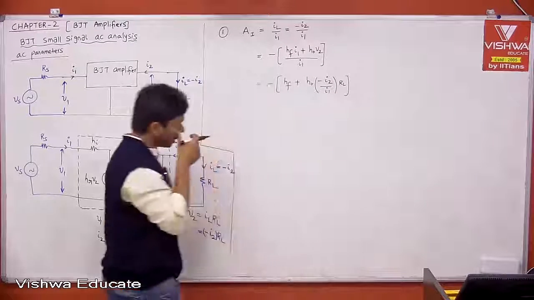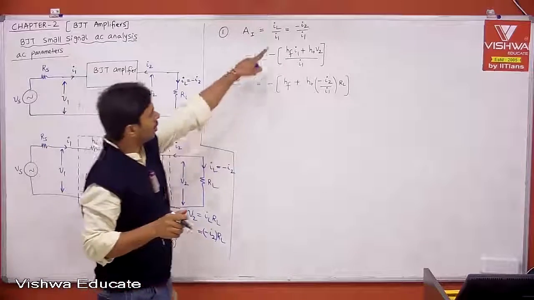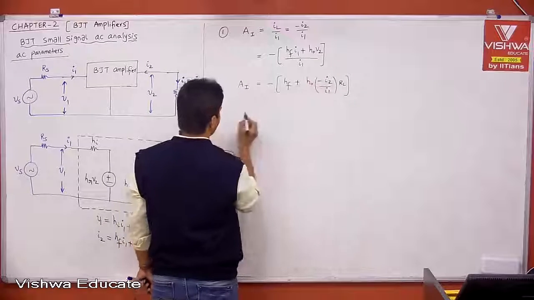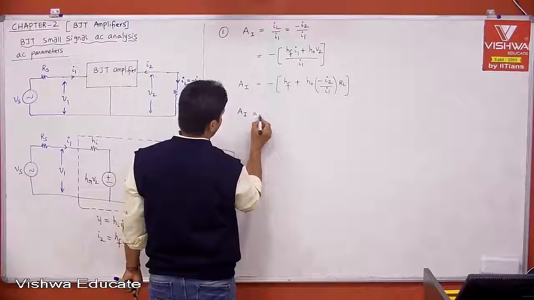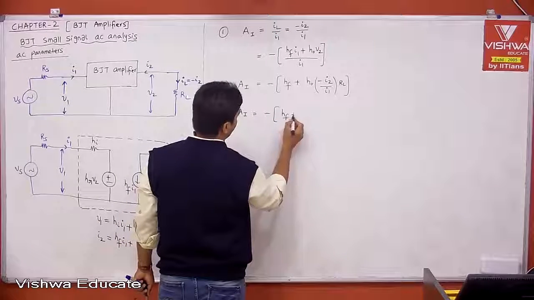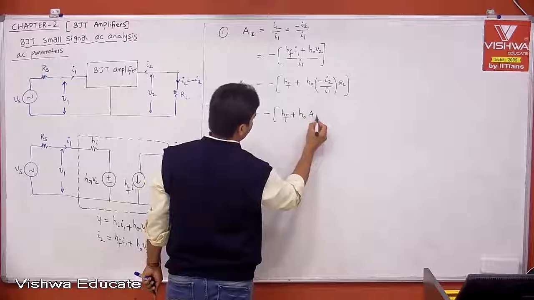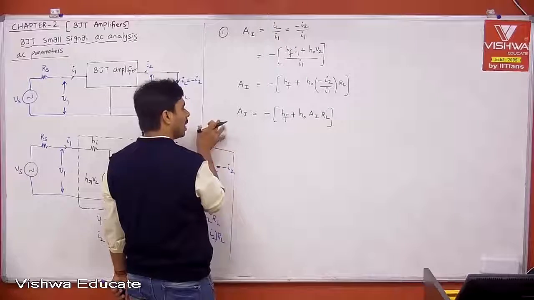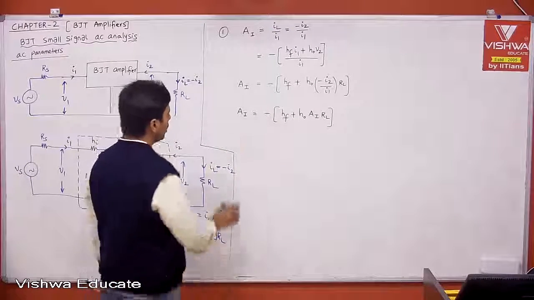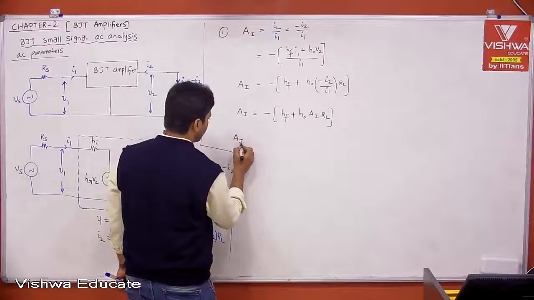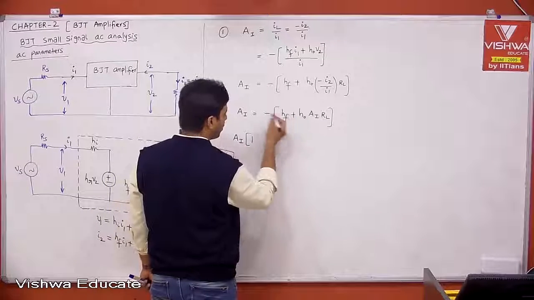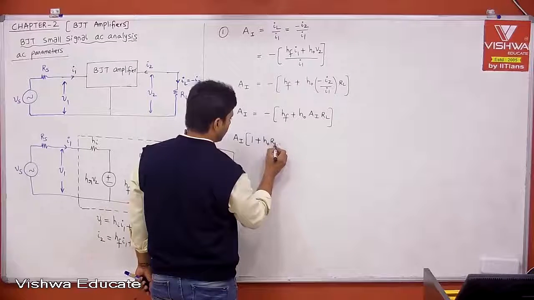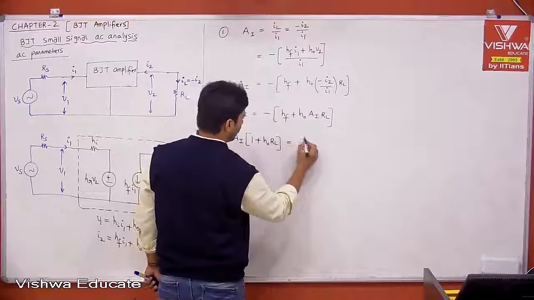I am just separating it out because that is your current gain. What is minus I2 by I1? That is nothing but your current gain, AI. Therefore, AI is equal to minus HF plus HO into AI into RL. Then take this term to the left-hand side and take AI common. Simple, right? Then the minus will become plus, which gives 1 plus HO into RL is equal to minus HF.